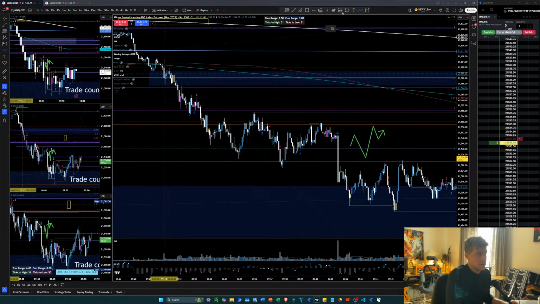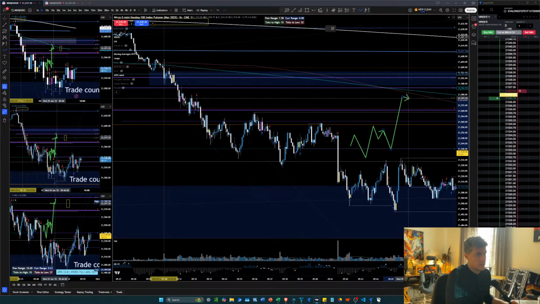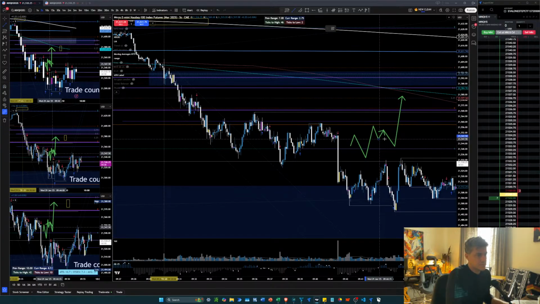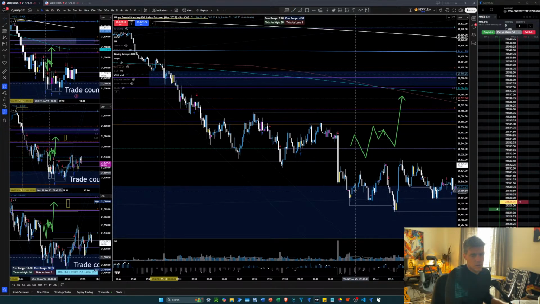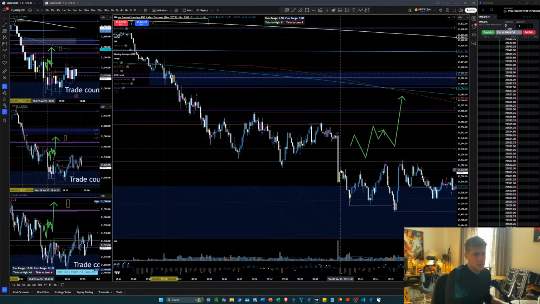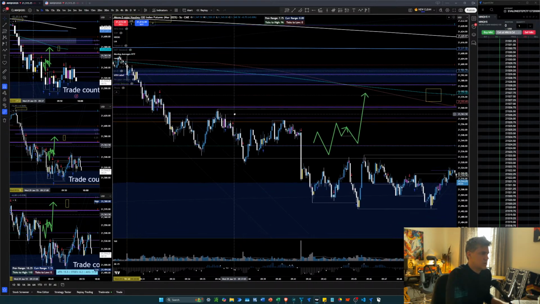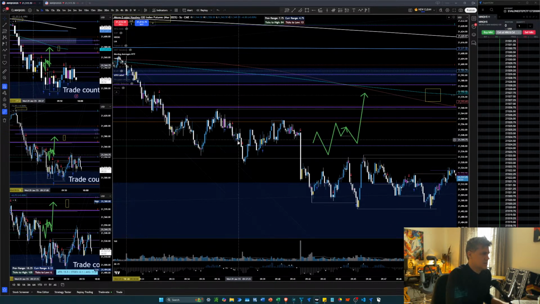When I should have got long here. Well, not even. This is a better long at this level beneath this. And let's see, what else? So I'll give this trade was okay. This trade is probably not that great. This is a better trade. This is a very late entry though.